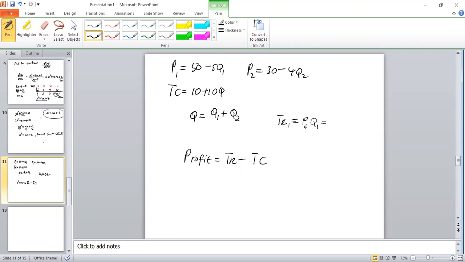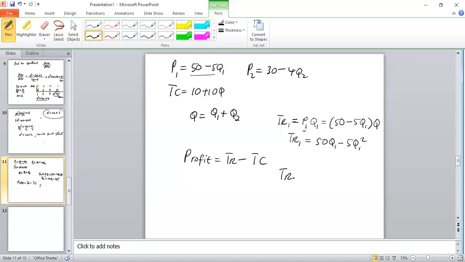So the price, we've been given this equation, so it will be 50 minus 5Q1 times Q1. So it means total revenue one will be equal to 50Q1 minus 5Q1 squared. That is total revenue for the first one.